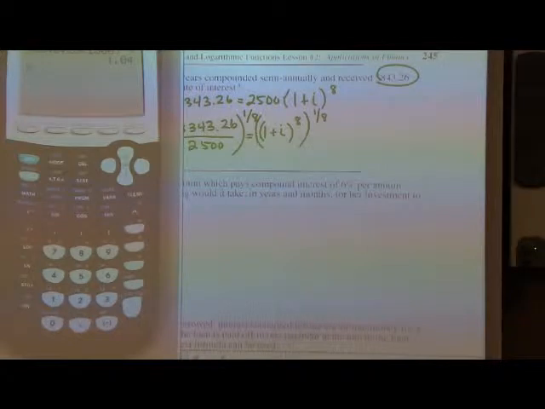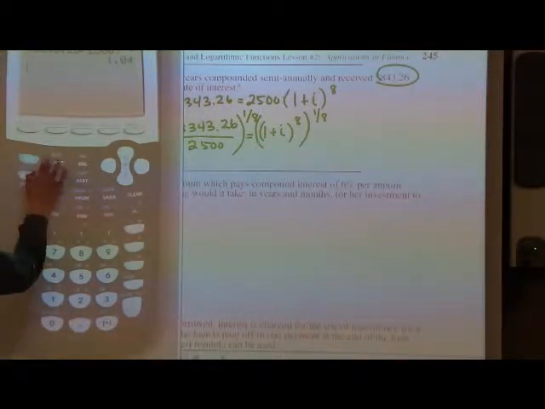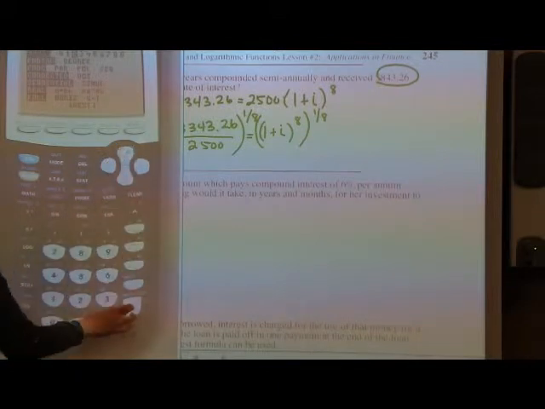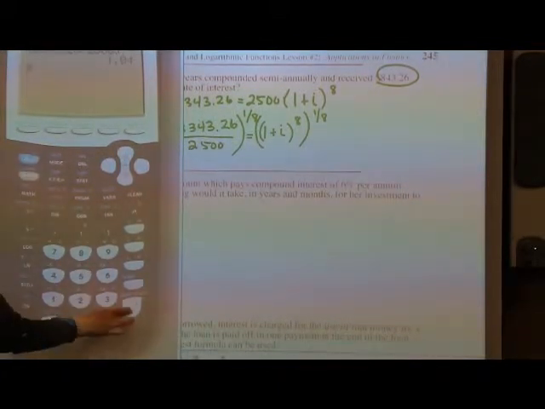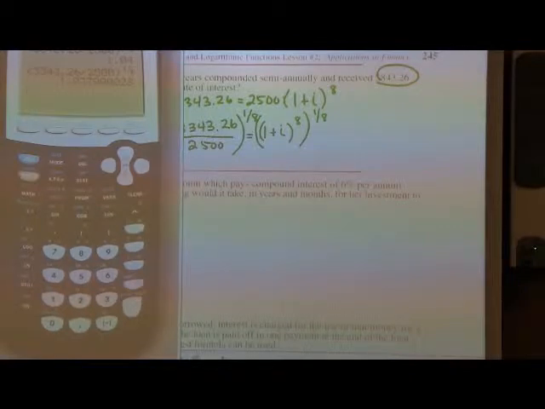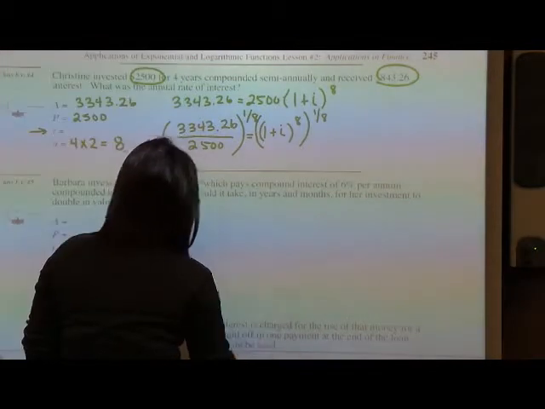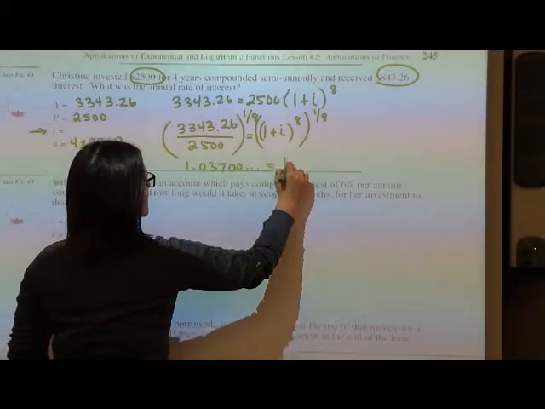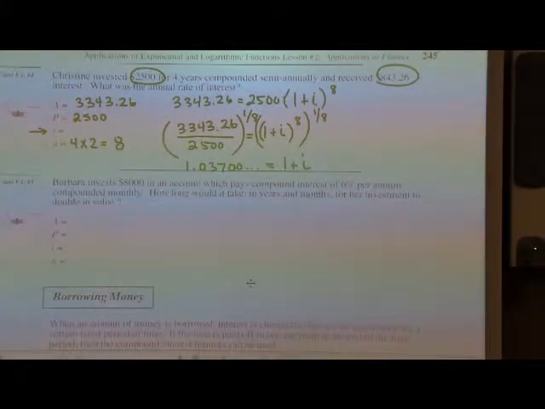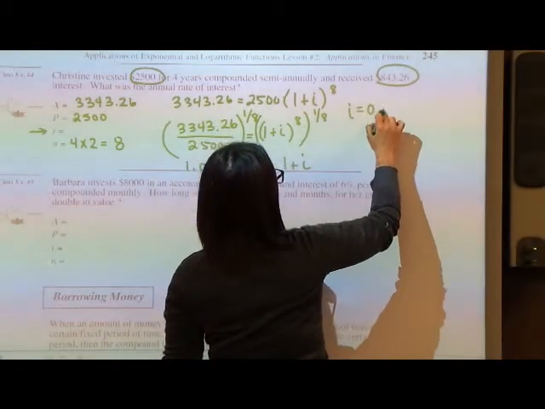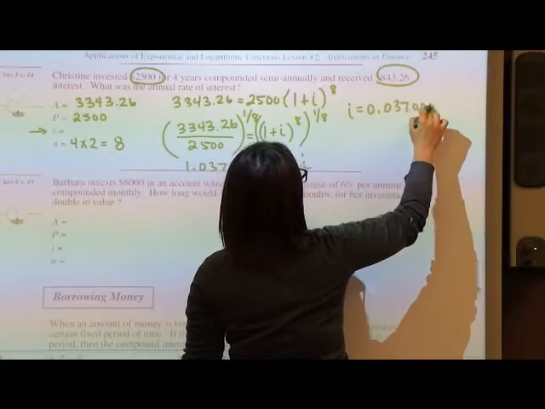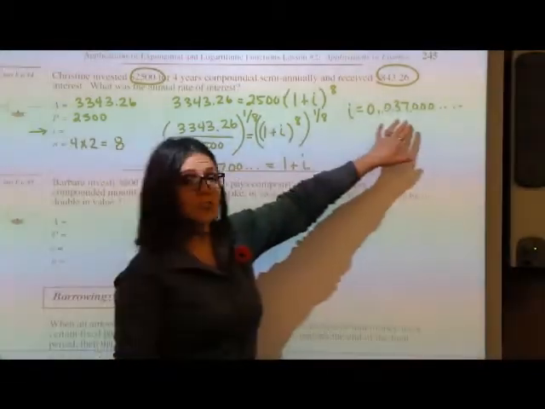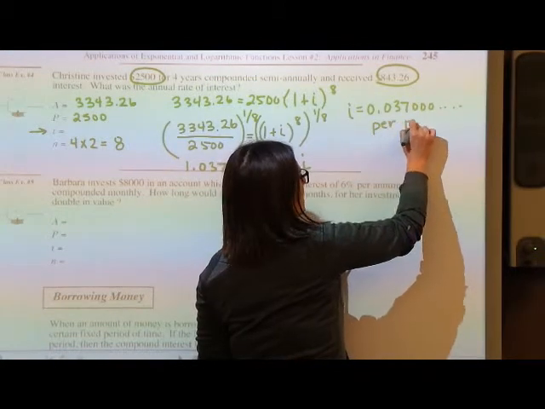And I get, probably not 1.04, because I'm still in the wrong mode. There we go. So I get 1.037000028. So 1.03700. So how do I get i? Subtract 1. Subtract 1. So then i equals 0.03700. This is the interest rate per period.